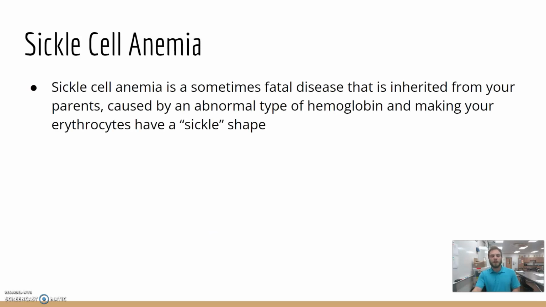You may have heard of this one. It's a potentially fatal disease that is genetic. With sickle cell anemia, the hemoglobin in your erythrocytes is abnormal, and so your erythrocytes have a sickle shape, and that's why it's called sickle cell anemia.